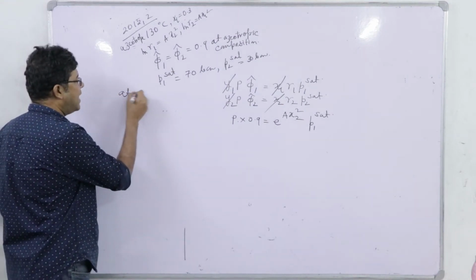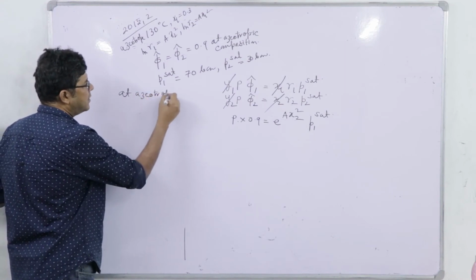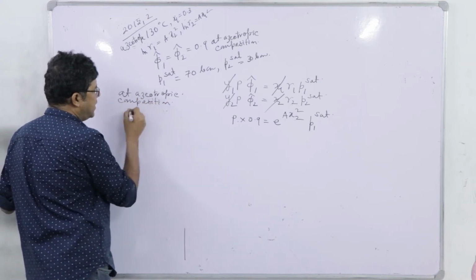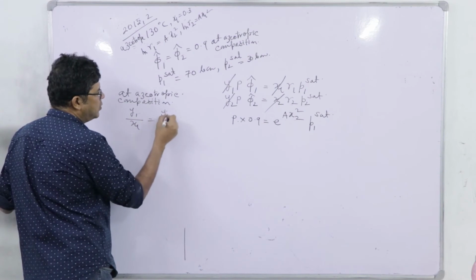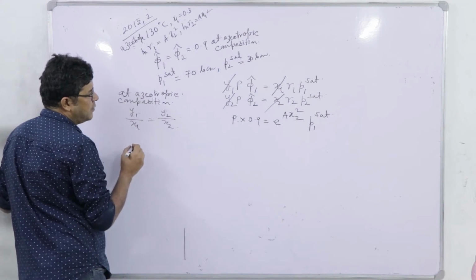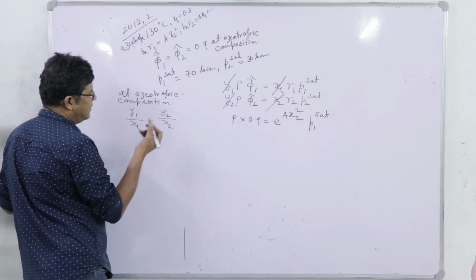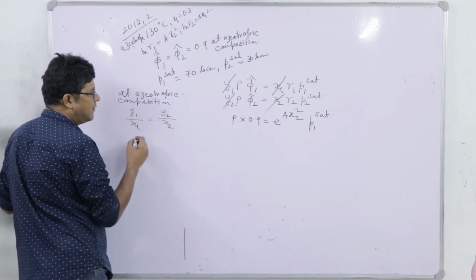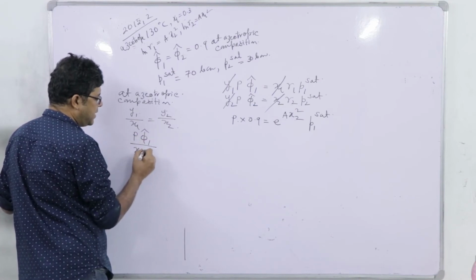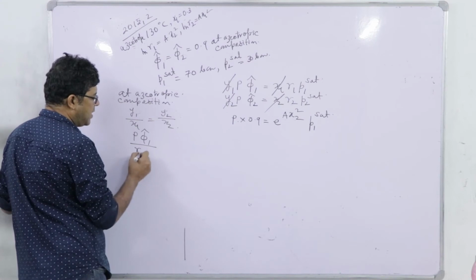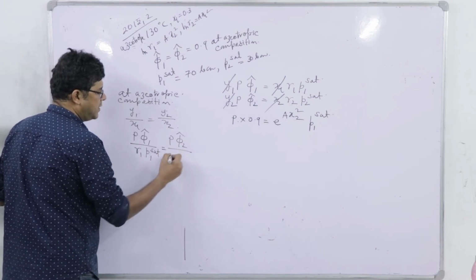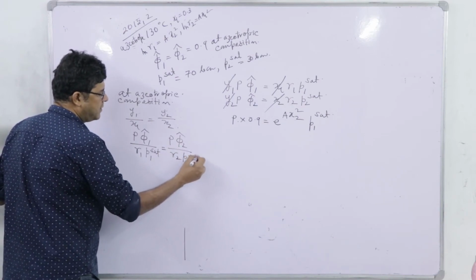We know that at azeotropic composition, we can write y1 by x1 is equal to y2 by x2, right. So y1 by x1, or rather x1 by y1, everything is the same. So it is P into phi 1 cap divided by gamma 1 into P1 sat is equal to P into phi 2 cap divided by gamma 2 into P2 sat, right.